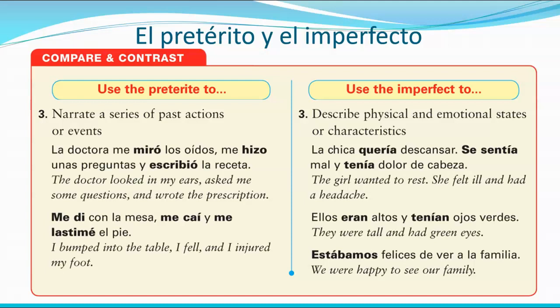Okay. Now the imperfect is used to describe physical, emotional states, conditions, or characteristics. So things like: La chica quería descansar, se sentía mal y tenía dolor de cabeza. So the girl wanted to rest. She was feeling ill, and she had a headache. Ellos eran altos y tenían ojos verdes. So they were tall and had green eyes. Estábamos felices de ver a la familia. So we were happy to see our family. So these are all expressing emotional, but also physical traits and characteristics in the past.